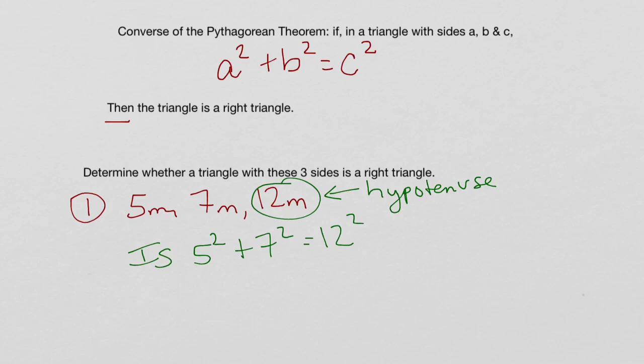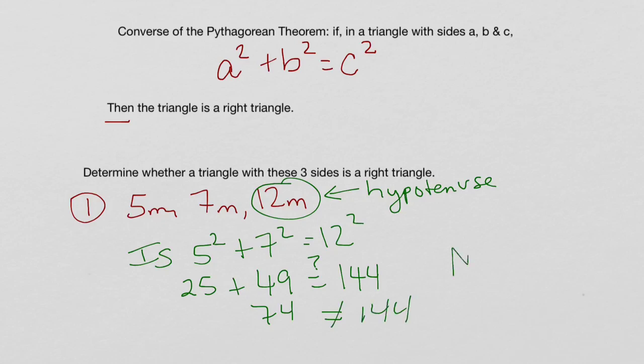So when you're filling it into the formula, you're saying is 5 squared plus 7 squared equal to 12 squared. So if you go ahead and calculate this, you'll get 25 plus 49. Does that equal 144? So then you add these two together and you get 74. That does not equal 144. So the answer is no. It's not a right triangle. Because in order for it to be a right triangle, the left side has to equal the right side.